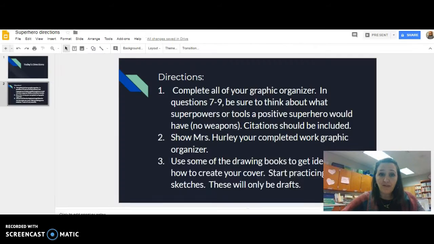Okay. Once you have finished that, you really should have finished everything in the graphic organizer. And so you are going to show whoever's there that you have finished your graphic organizer, and then it is time to get to the good stuff, the drawing.